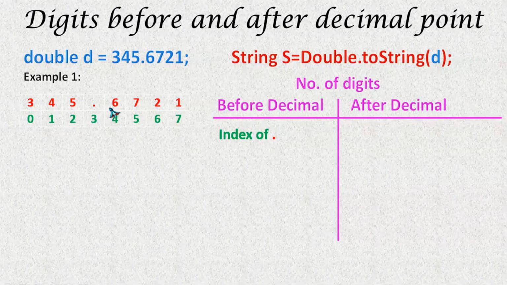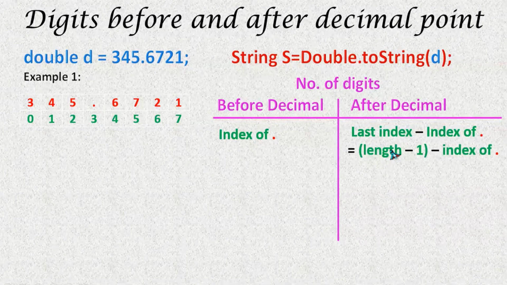But if we want to know the number of digits after this decimal point, then what can we do? Total number of digits present here minus digits present before the decimal point. Otherwise, we can do last index minus index of point. Instead of this, we say length minus 1 minus index of point, so that we can get the result. So that is 8 minus 1, that is 7 is the last index here. Then 7 minus index of this dot, which is 3. So 7 minus 3 becomes 4. See, 1, 2, 3, 4 digits are there.